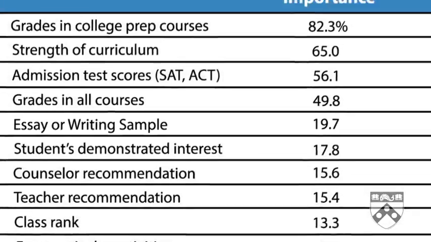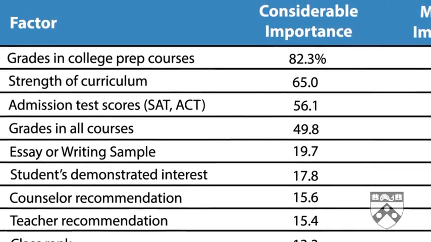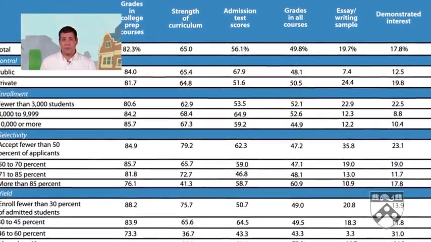Now, in the column for considerable importance, look at the difference between grades in all courses and essay or writing sample. The number drops from 49.8% all the way down to 19.7%. You can see there is a big difference when you move from question 1 to question 2. Let's look at another piece from this report.